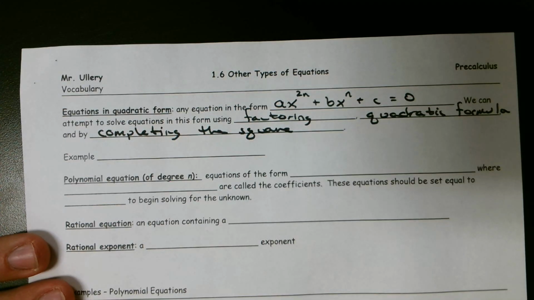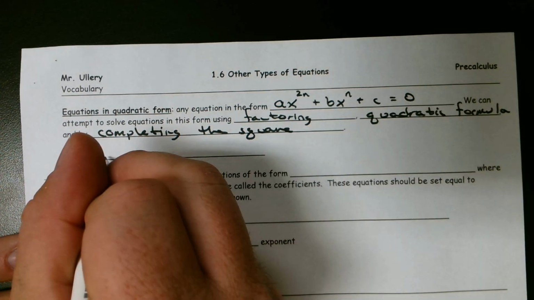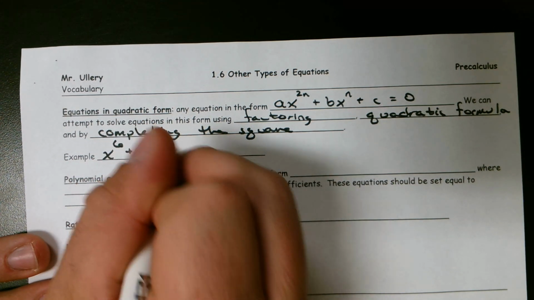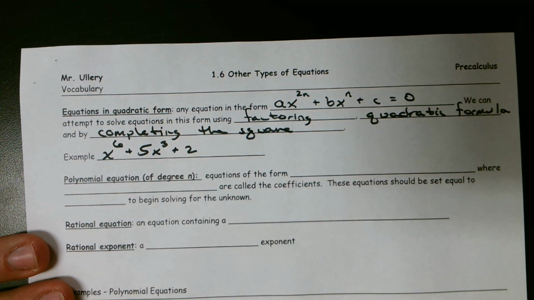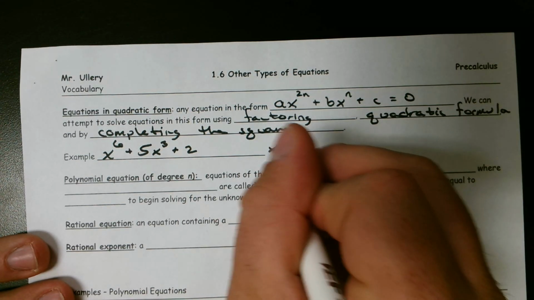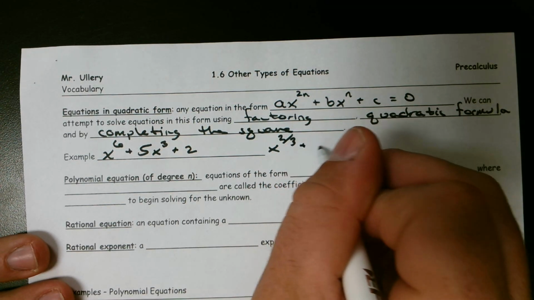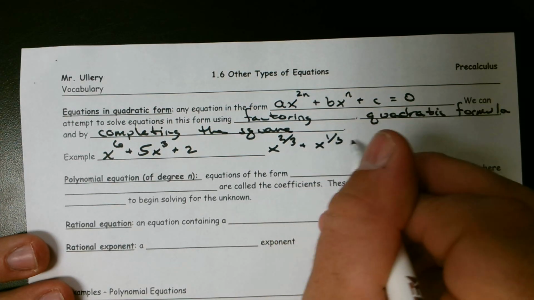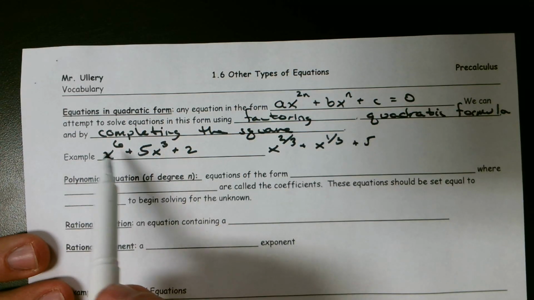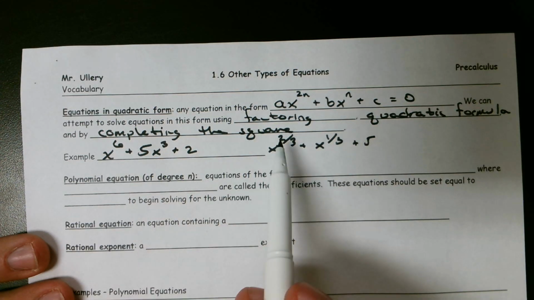Okay, so an example of an equation in quadratic form might be like x to the 6th plus 5x cubed plus 2. That's one. Or, for example, x to the 2/3 plus x to the 1/3, it doesn't matter, plus 5. Okay, notice in both these scenarios, the leading exponent, the degree, is double what the middle exponent is.